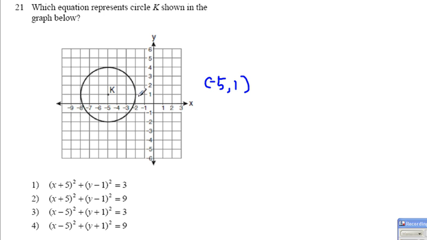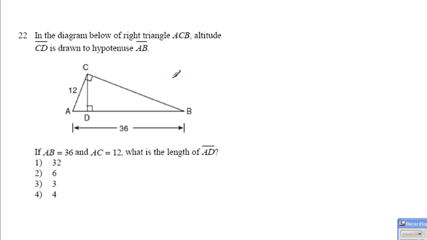And then radius seems to be about 3. So that makes this one our answer. Sine has to be the opposite of its center, and radius has been squared up. Alright, great. Let's look at number 22.